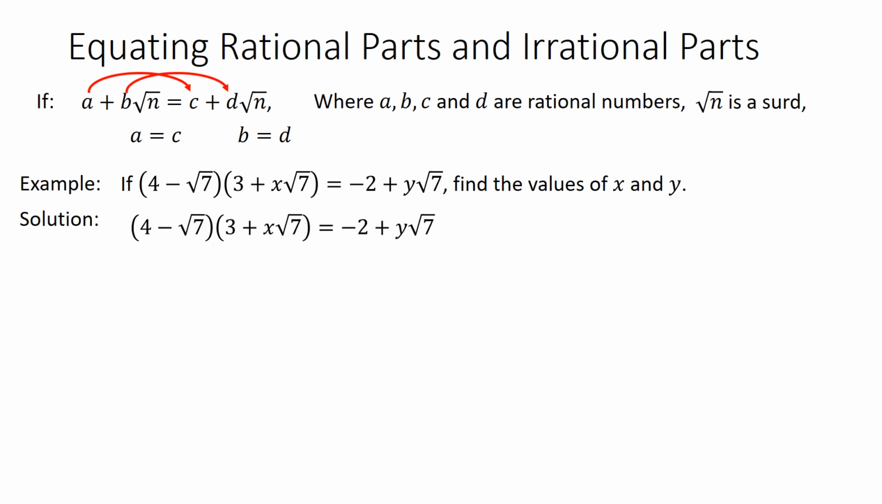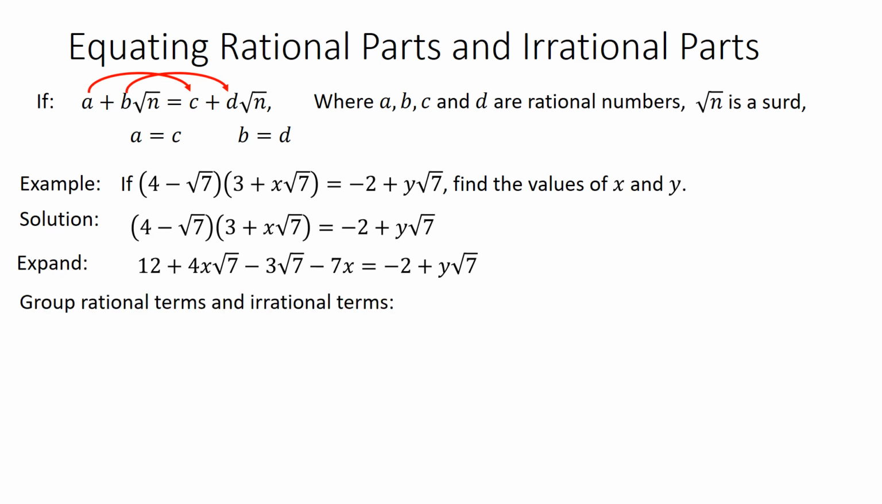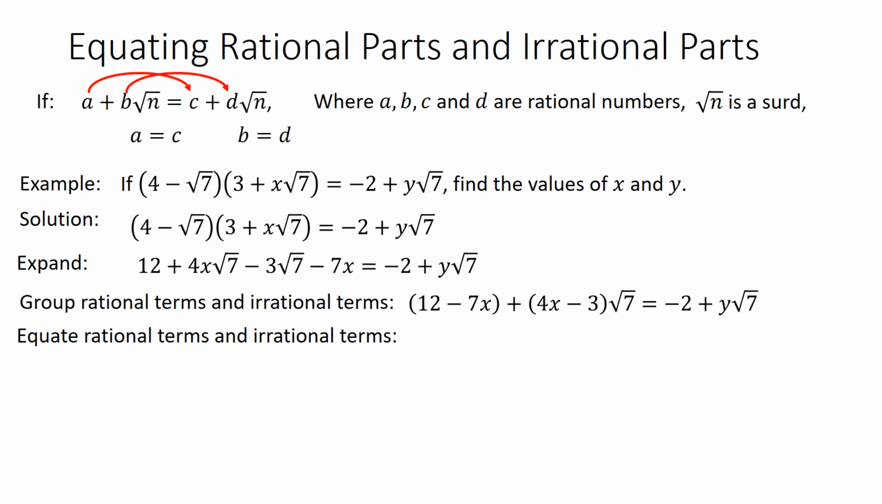Here is the solution. From the given equation, we can expand. We should get 12 plus 4x√7 minus 3√7 minus 7x equals negative 2 plus y√7. We group the rational terms and irrational terms. We should get 12 minus 7x plus (4x minus 3)√7 equals negative 2 plus y√7. Now we equate the rational terms and irrational terms. 12 minus 7x equals negative 2. 4x minus 3 equals y.